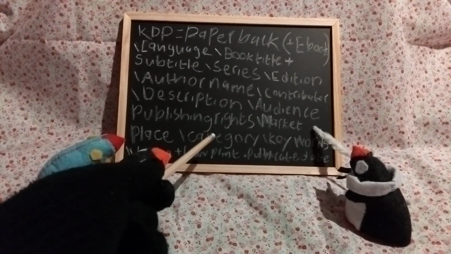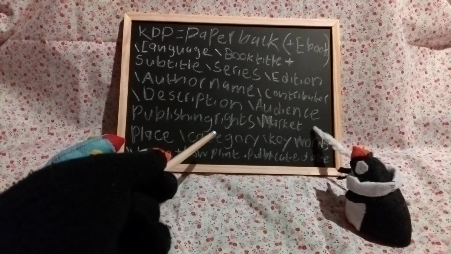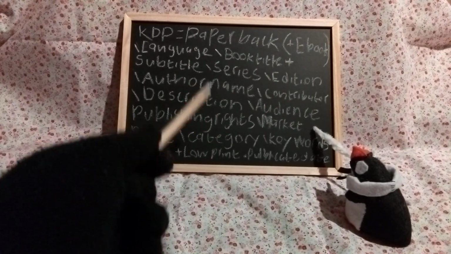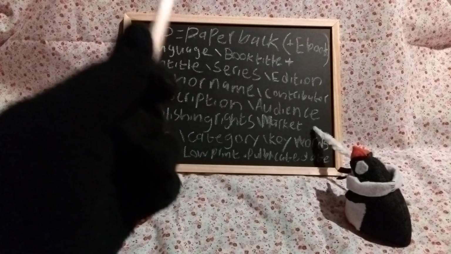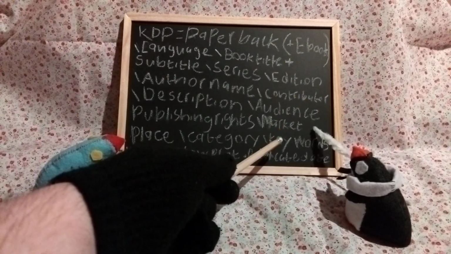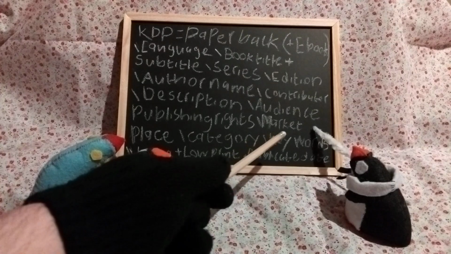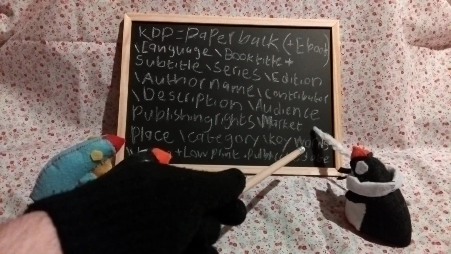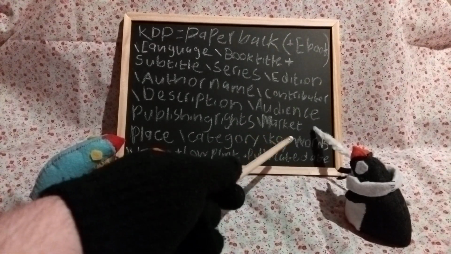And there's categories as well. Think of this as like genres, so whether it's science fiction or fantasy or something like that. There's also keywords to help people find your particular book. So if it's science fiction, for example, it could be alien or robot or stuff like that.